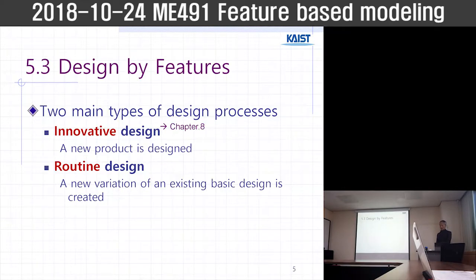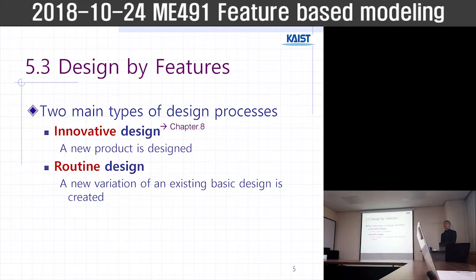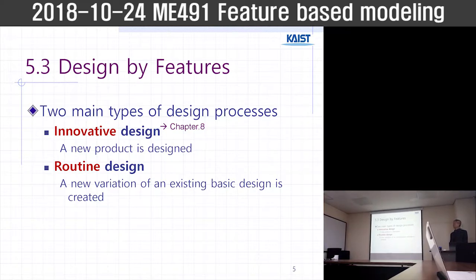What is the tolerance and feature relationship? So, two main types of design process are innovative design and routine design. Innovation we cannot make standard, right? Innovation is very unstable, so it's not easy to formalize, but people are trying to formalize it using AI technology, deep learning. But still, innovation is not easy to formalize. So routine design can be available, right? You can formalize it a little bit, and develop some algorithm for this.